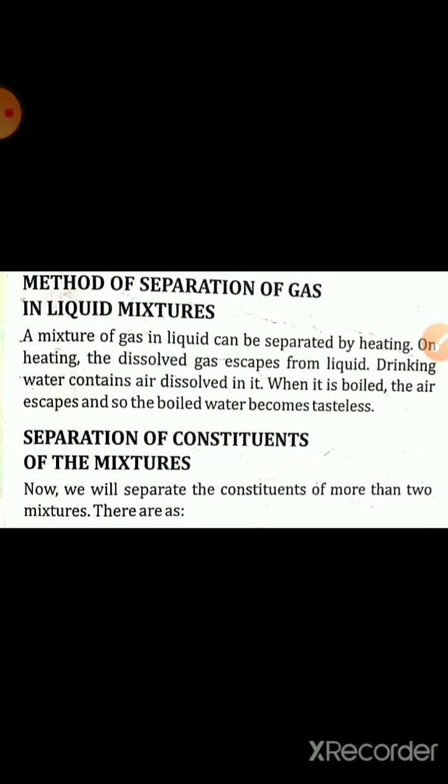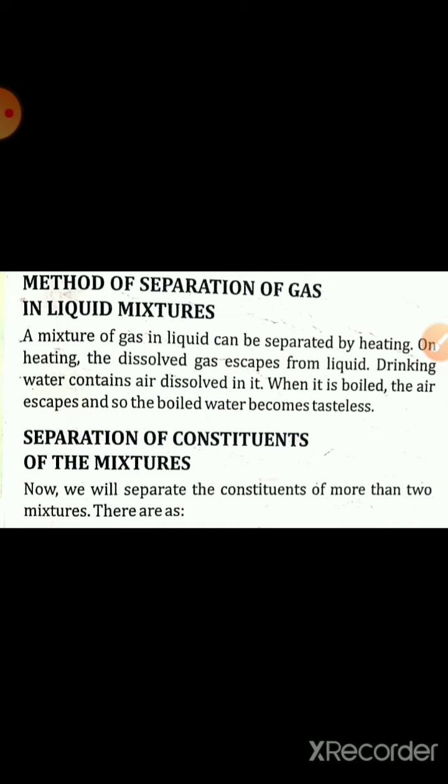Open your book, page number 45. Today's topic is the method of separation of gas in liquid mixtures. Gas in liquid mixtures means that if there is a liquid, we add gas and make a mixture, that is a gas in liquid mixture.